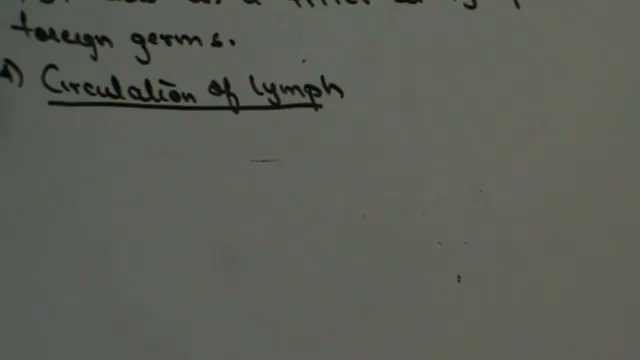Now, what are lymph vessels? Many capillaries unite together to form lymph vessels. They are thinner walled and they have numerous valves to prevent backflow. The lymph vessels are further divided into two types: the thoracic duct and the right lymphatic duct.